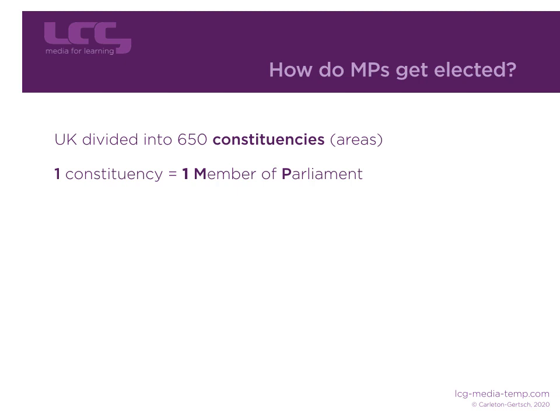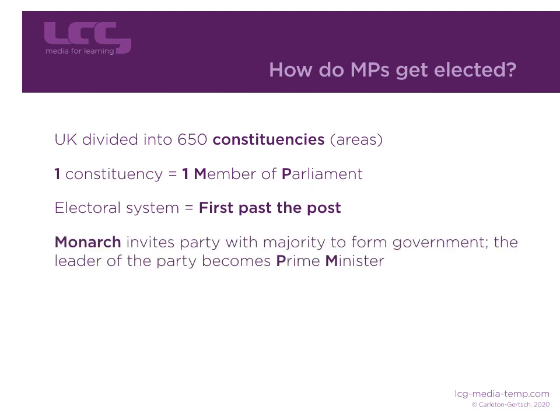Once this has been done, the votes are counted, and the Member of Parliament for that constituency who has the most votes gets the job, is returned to Parliament, as we say. This system is called a first past the post system. So, unlike other systems which are proportional representation, where the number of seats is proportional to the number of votes the party gets, in the case of the UK, it's first past the post. Once the votes have been counted, the monarch invites the party with the majority to form a government, and the leader of the party becomes Prime Minister.